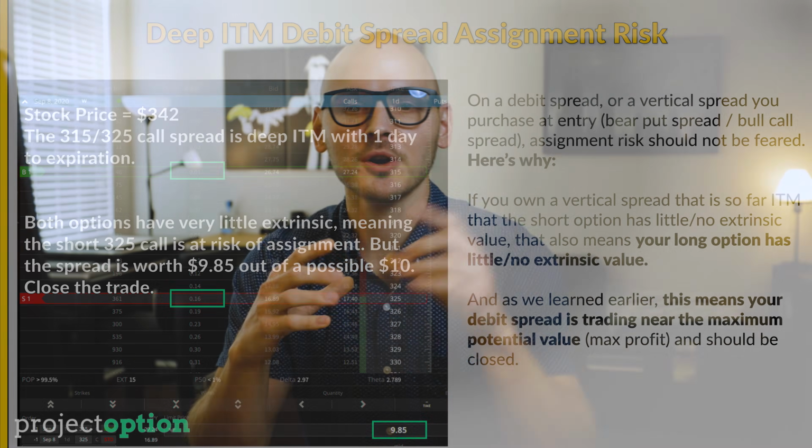Now on the other hand, if you are short a call spread or you are short a put spread and it is fully in the money, then your short option is actually going to have less extrinsic value than the long option. And in this scenario, you are much more likely to be assigned before expiration.